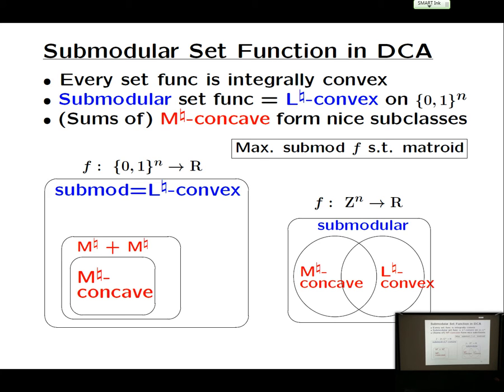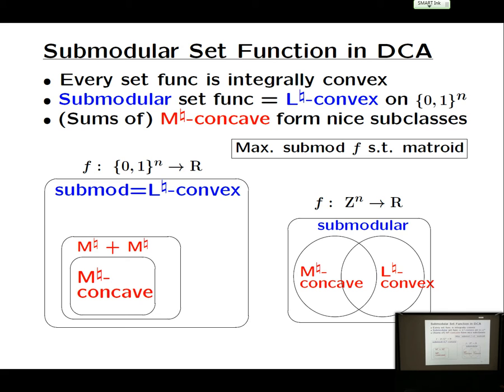The first, every set function is integrally convex. So integral convexity or convex extensibility doesn't make sense. And a submodular set function is exactly the same as the L natural convex function that I told you. And the sum of M natural concave functions forms a nice subclass of submodular functions.